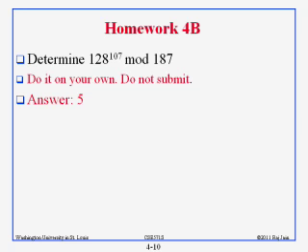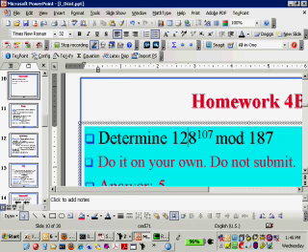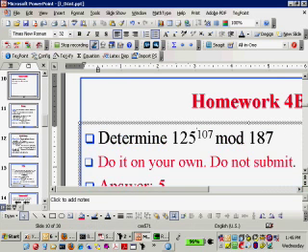So what you need to do is, you need to do it in pieces. First of all, you have to know that 107 is 64 plus 32 plus something something, and to get to 128, sorry, there is a mistake here. 125 raised to something. This should be 125.